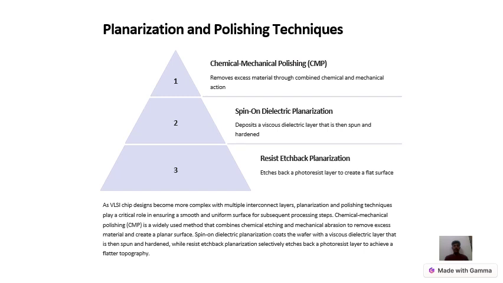Planarization and polishing techniques. Chemical mechanical polishing, CMP. Removes excess materials through combined chemical and mechanical action. Spin on dielectric planarization. Deposits a viscous dielectric layer that is then spun and hardened. Resist etchback planarization. Etches back a photoresist layer to create a flat surface.